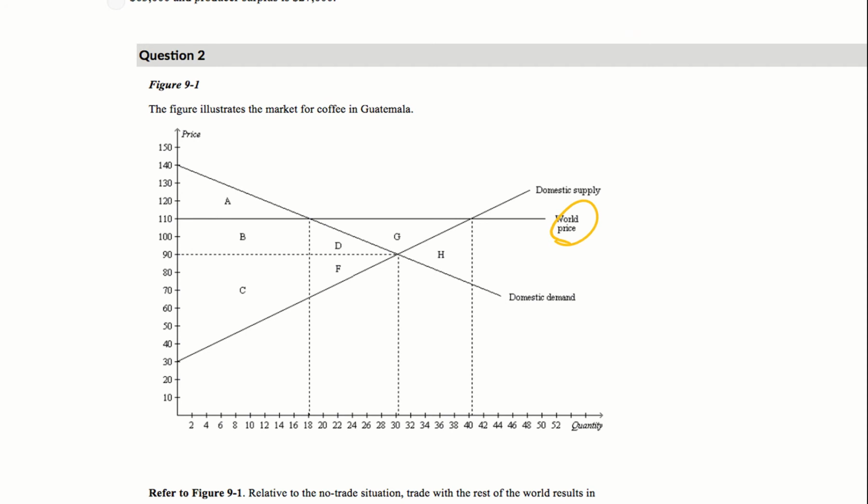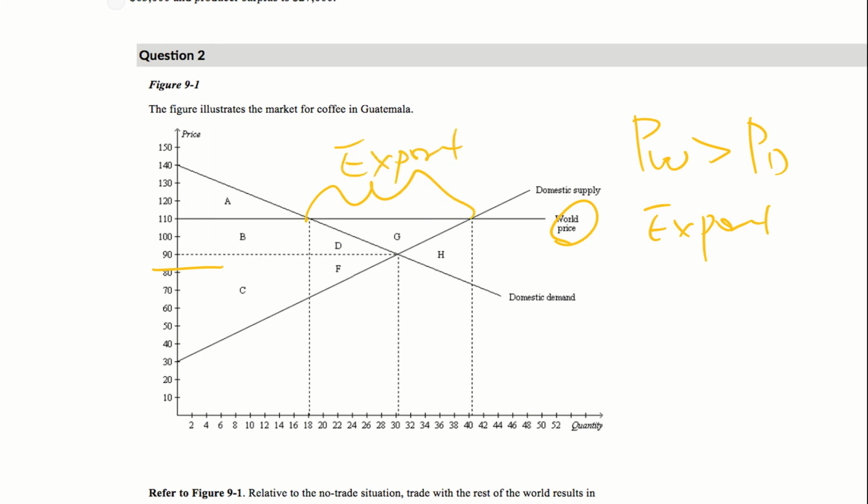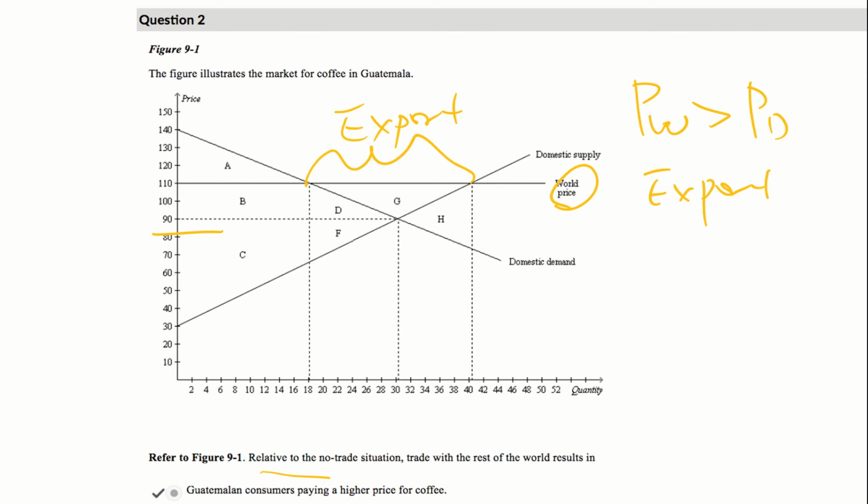We have a world price, we have a domestic price. So your world price is more than domestic price. So this will be an exporting market. And then for this exporting market, this difference on top, that's your number of exports. All right, so relative to no trade situation, trade with the rest of the world results in what?